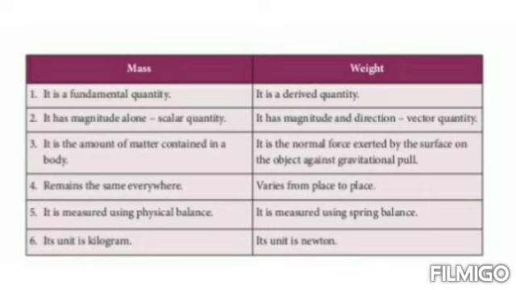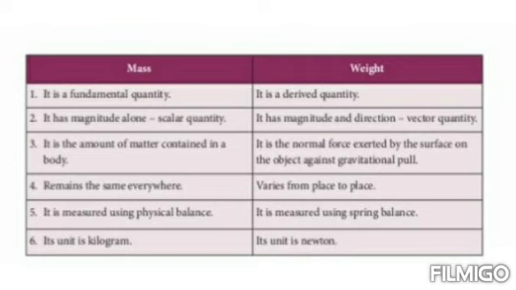First point, mass is a fundamental quantity. Weight is a derived quantity. Second point, mass has magnitude alone, scalar quantity. Weight has magnitude and direction, vector quantity. Third point, the mass is the amount of matter contained in a body. The weight is the normal force exerted by the surface on the object against gravitational pull. Fourth point, the mass remains the same everywhere. Weight varies from place to place.